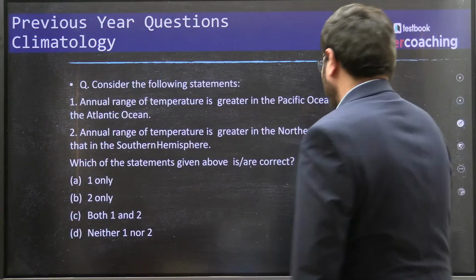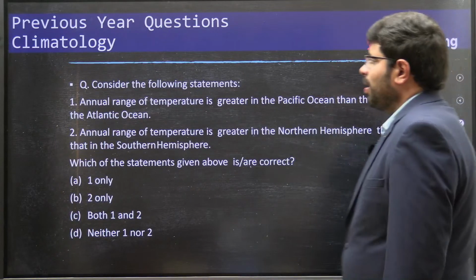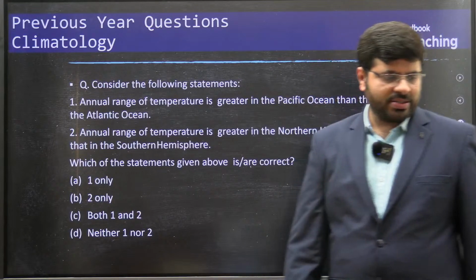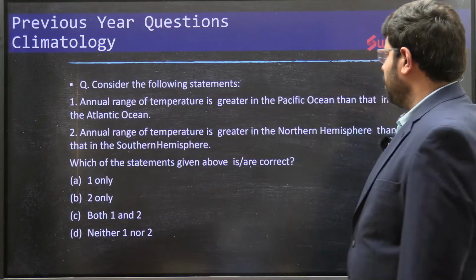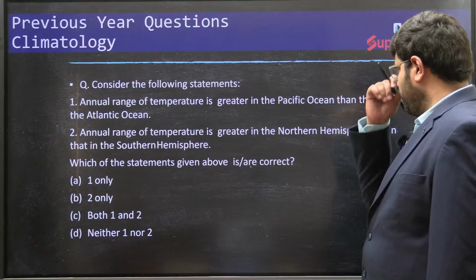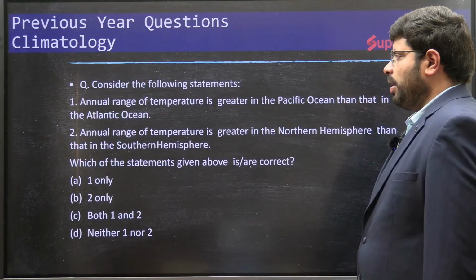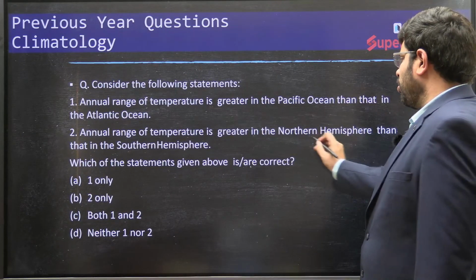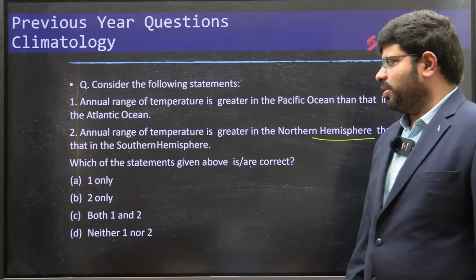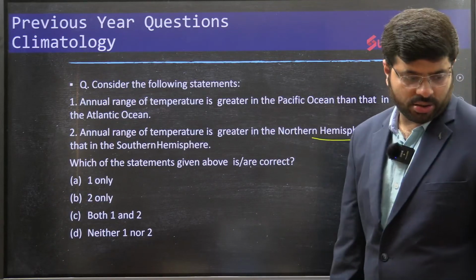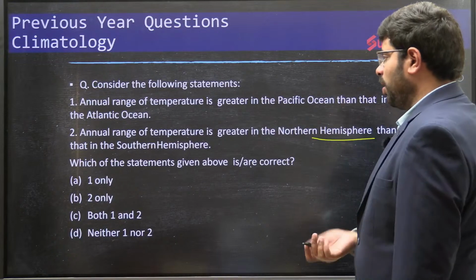Right. So if you see this question here: the annual range of temperature is greater in the Atlantic Ocean than in the Pacific Ocean, and the annual range of temperature is greater in the northern hemisphere than in the southern hemisphere. Which of the statements are correct? This is a very easy question, right?